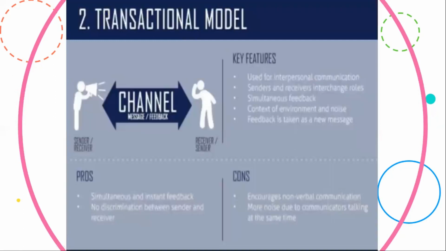Okay, transactional model. Key features of the transactional model, used for interpersonal communication: sender and receivers interchange roles simultaneously. Feedback. Context of environment and noise. Feedback is taken as a new message.